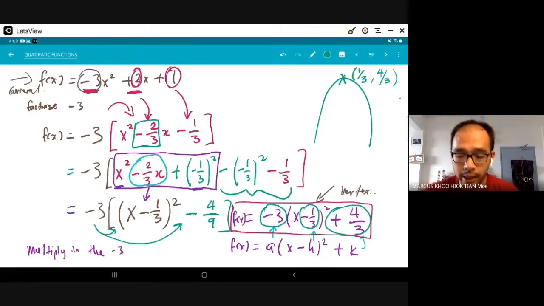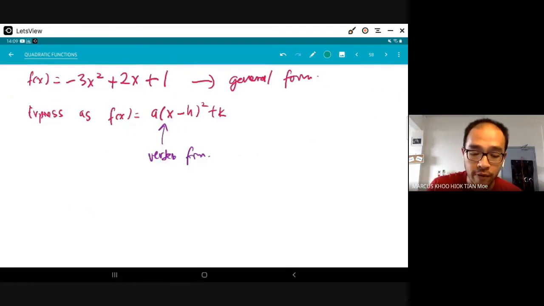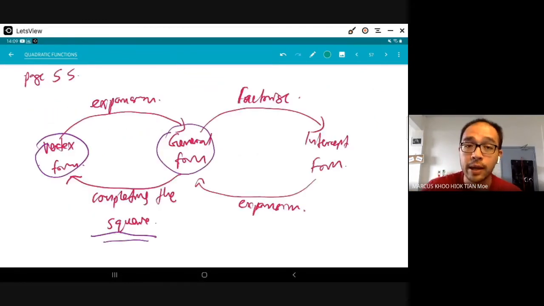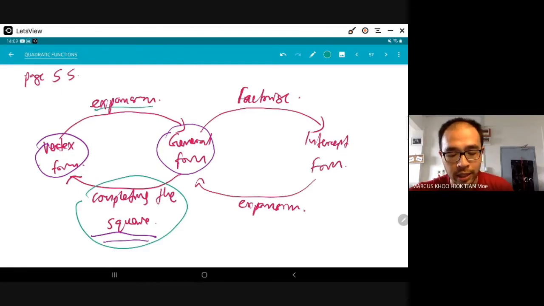So the other thing that we also need to talk about is how to change the other forms lah. But it's very simple lah, because only the difficult one is completing the square. Yang lain semua expansion, and factorization. Take a look at example.